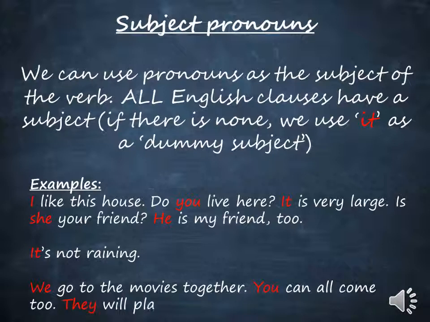Now, an example where there isn't really a subject, but we use it just to make the rule correct. It's not raining. Okay? We're talking about the weather. But you'd never use the sentence, the weather is not raining. So we're not really substituting it for the weather. We're just putting it in to say it's not raining. We can't say is not raining. Okay, it is not raining. It's not raining.